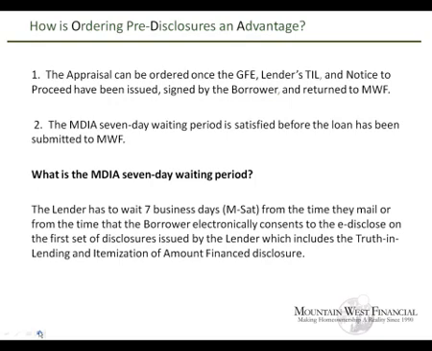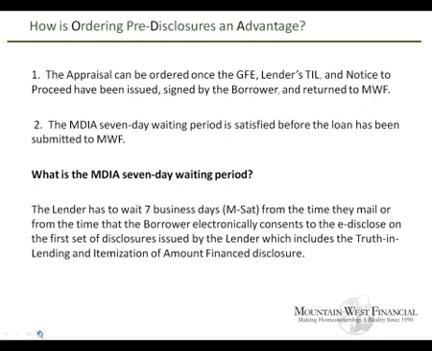The borrower receives a GFE from the broker or the lender. Borrower signs and returns the intent to proceed disclosure. Lender issues the truth in lending and lender disclosure. And the second reason is for the clock to start ticking for the MDIA 7-day waiting period.